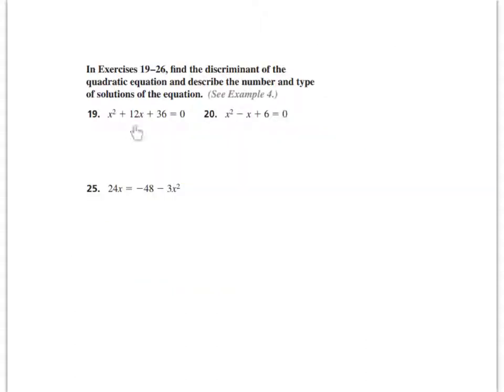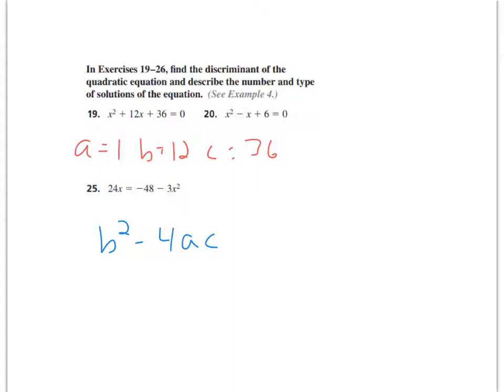So let's look at number 19 here. Let's just find the discriminant, and then we'll decide the nature of our roots to the equation. It's x squared plus 12x plus 36 is equal to 0. So of course now, let's write this down. A is equal to 1, B is equal to 12, and C is equal to 36. Let's throw those three numbers into our discriminant only, which is b squared minus 4ac.